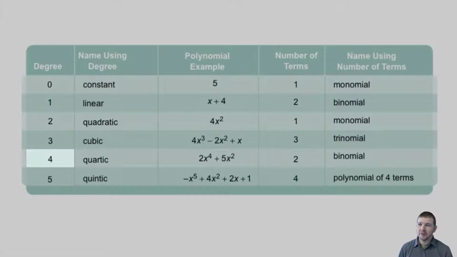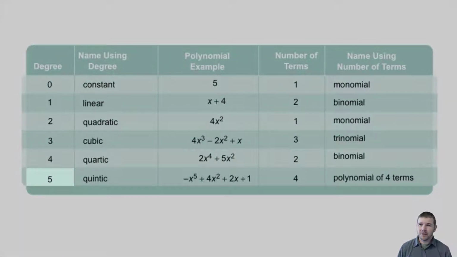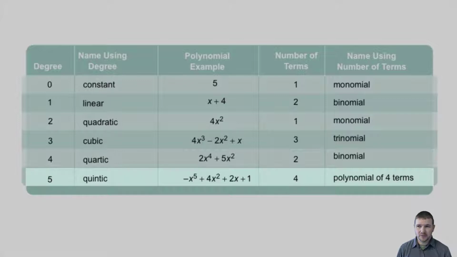A fourth degree polynomial is referred to as a quartic polynomial. An example, 2x to the fourth plus 5x squared. Our example has 2 terms, so it's referred to as a binomial. And finally, a fifth degree polynomial is called a quintic polynomial. An example, negative x to the 5th power plus 4x squared plus 2x plus 1. This example has 4 terms, so it's called a polynomial of 4 terms.